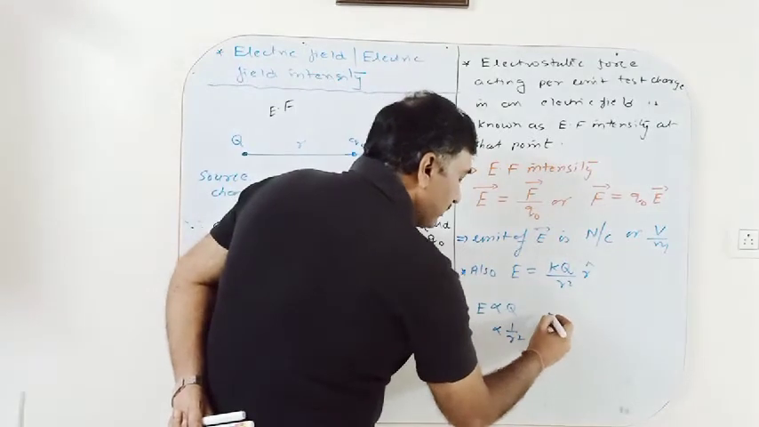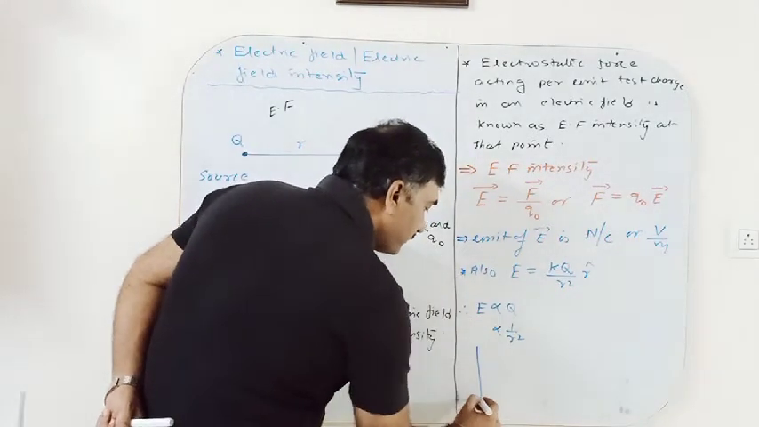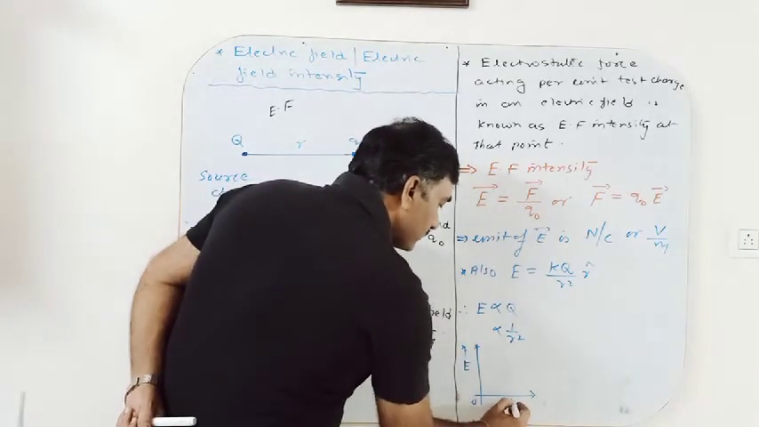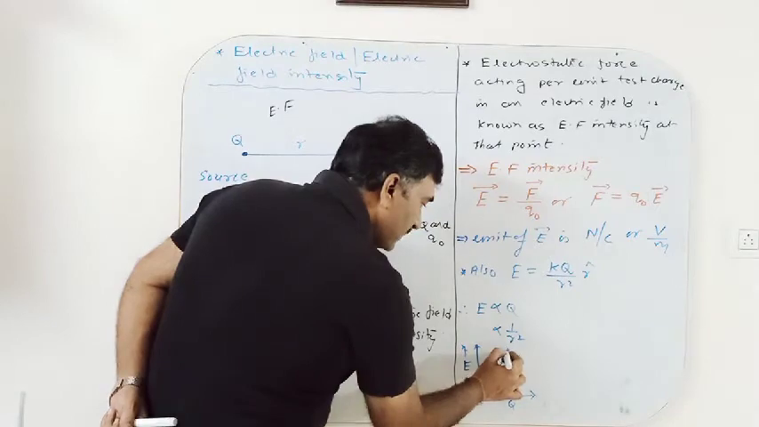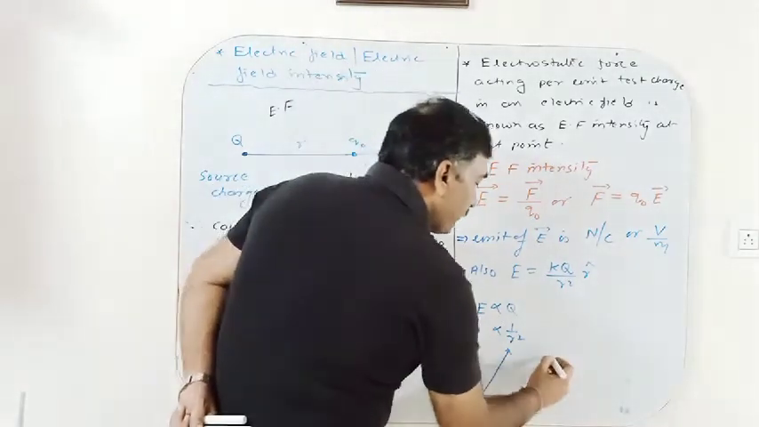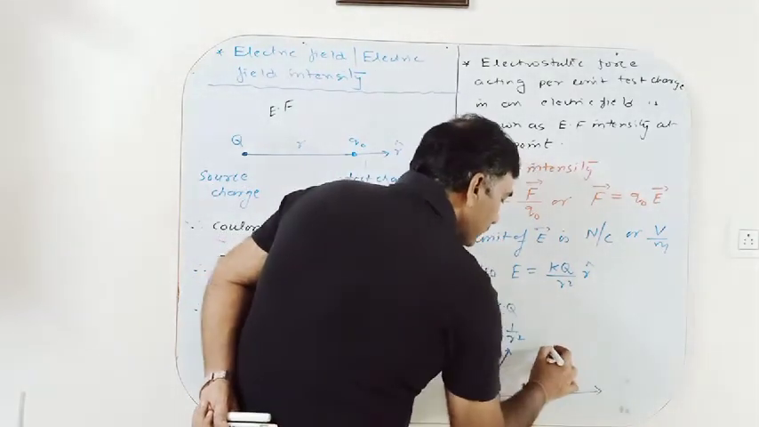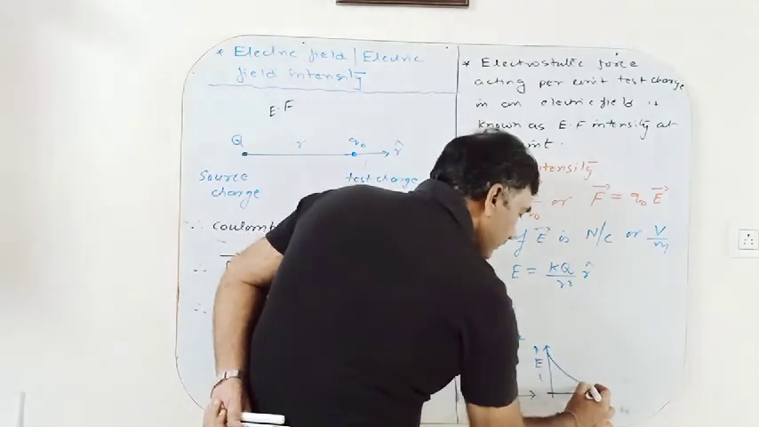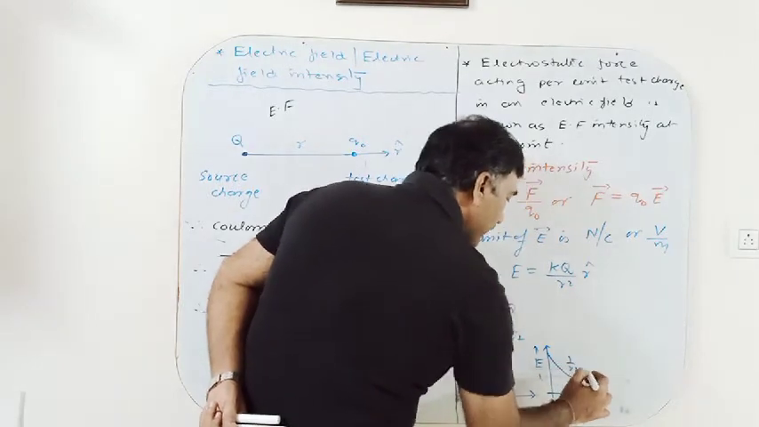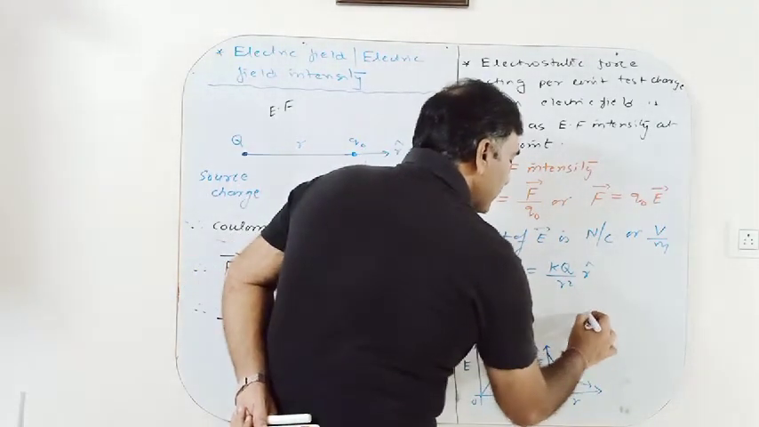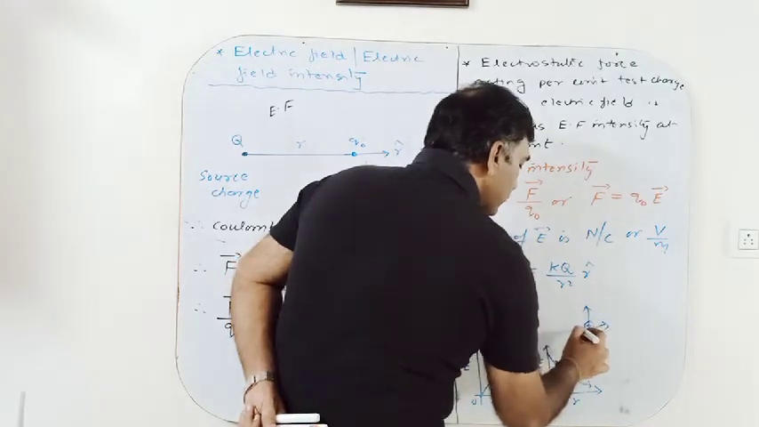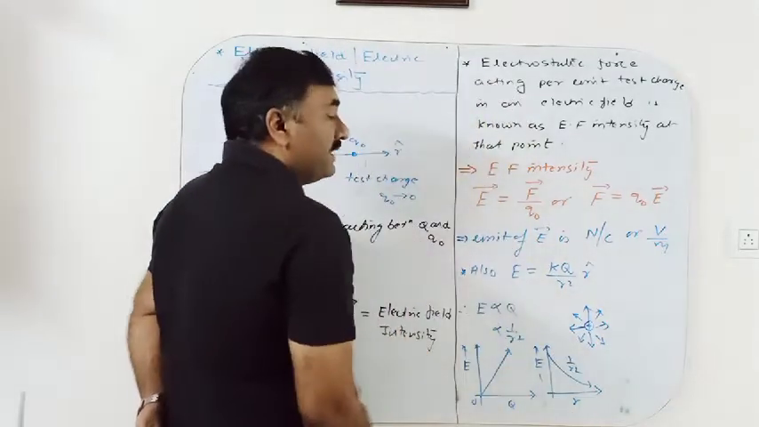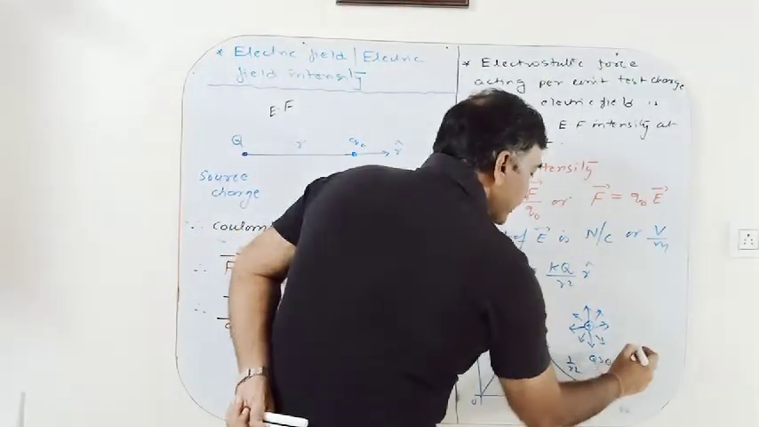So we can say that if we plot the graph of E versus Q, we get a straight line. It is directly proportional. And for E versus R, it decreases as 1 upon r square. For plus Q, the electric field is radially outward, Q greater than 0.